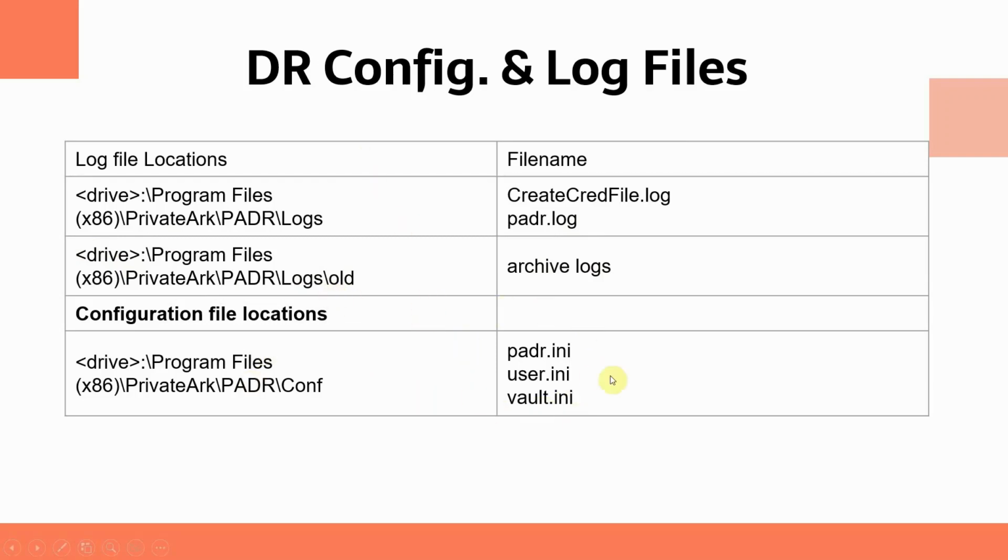And these are the main configuration files. The main configuration is the padr.ini file. In the padr.ini file, you will see your configuration related to automatic failover, manual failover, the replicate interval, your database sync, etc. And your DR service refers to this padr.ini file to replicate the data from production to the DR. If you want automatic or manual failover, you need to make the changes in the padr.ini file only.